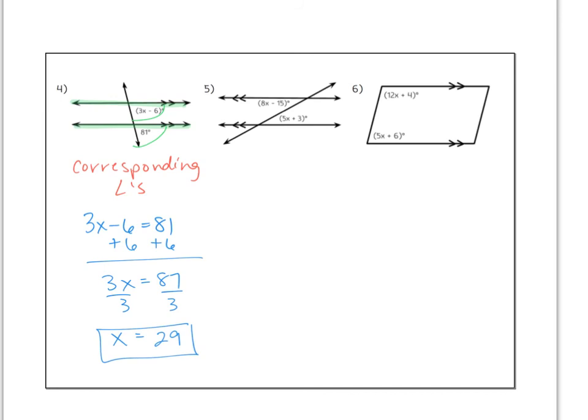Number 5. All right, will you pause the video and try number 5 on your own? Try to figure out what kind of angles they are, and are they equal to each other, or do they add up to 180? And then try to write your equation. So go ahead and pause the video.